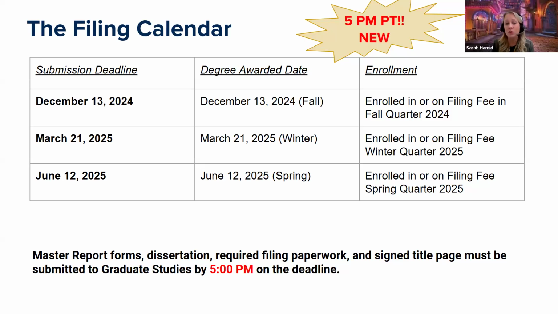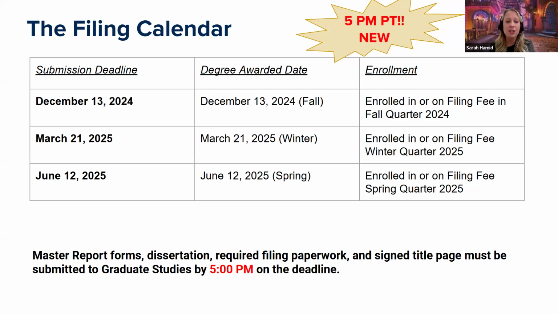But you have to be actively enrolled in something for the fall quarter if you want to submit on December 13th. So this captures students, like let's say there's a student that hasn't been enrolled in a couple of quarters for whatever reason. And all of a sudden the student's like, oh, I want to graduate. I'm going to submit on December 13th. We go in and check every student that's submitting to make sure that you're actually registered in that quarter in some type of units, or you're on an approved filing fee status, which we'll talk about in a couple of slides later. So just remember, whatever submission deadline you want to submit by, you have to be enrolled in that quarter or on approved filing fee for that term as well.